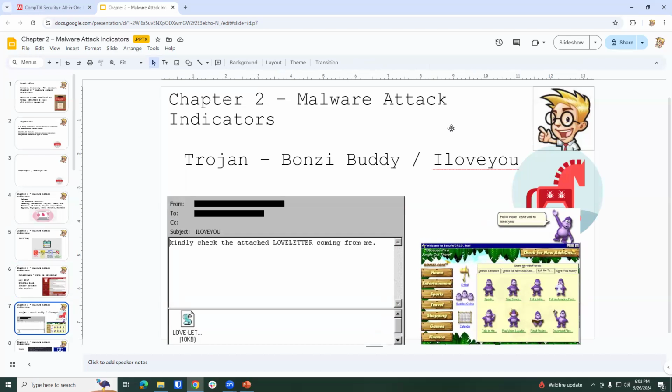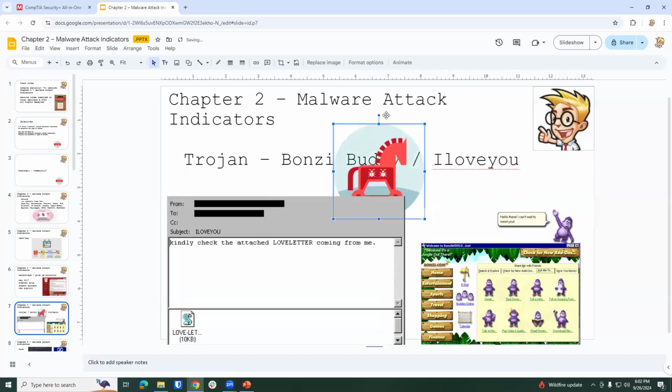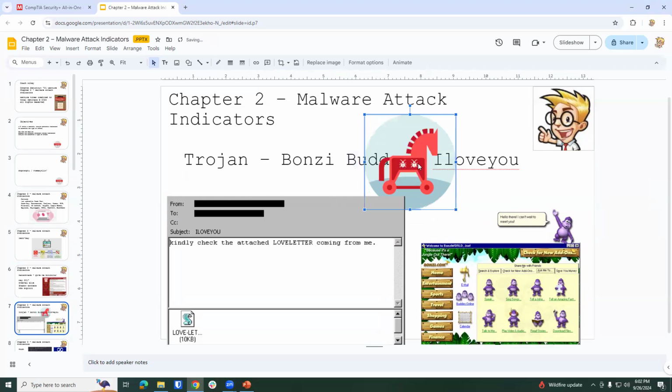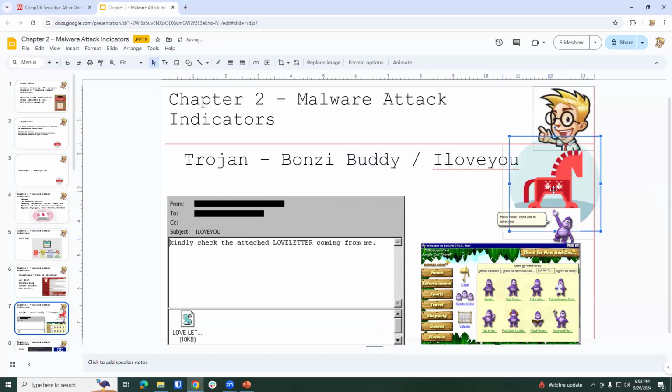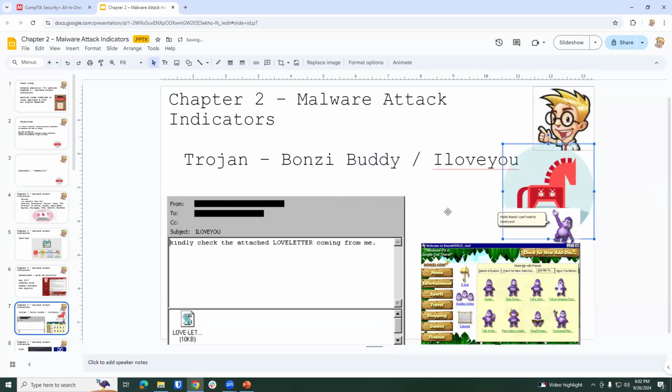next one, we're going to look at Trojan. So if you remember the Trojan horse of Rome, something was hiding inside there, right? So Trojan malware, you think it's something good and you install it, but then you find out later it's something bad. Okay, so let's talk about one of the original Trojans from the 90s called the I Love You Trojan.